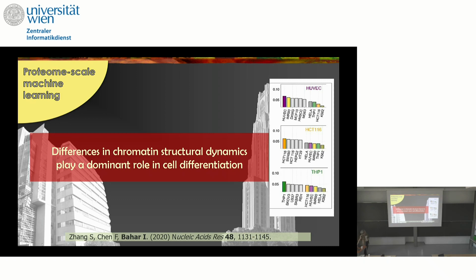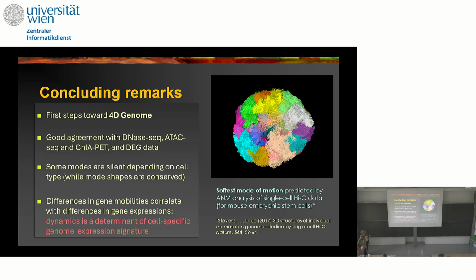So I'm finishing now. Differences in chromatin determine the cell differentiation; we have done this for many different cell types. The conclusion is that we consider these to be the first steps toward the 4D genome. Good agreement with DNA data. And as I mentioned before, some modes are silent. They are not being expressed. It is a little bit similar to what DNA does.